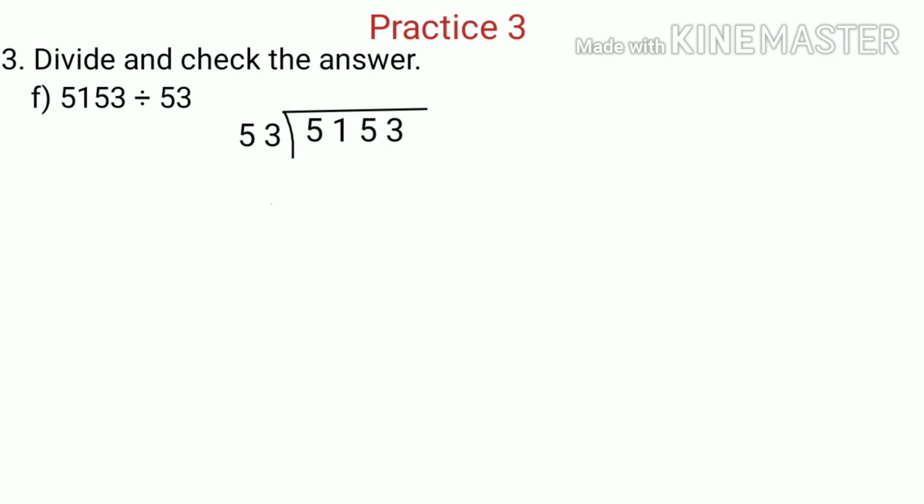Now let's multiply 53 by 2. 53 multiplied by 2 is 106, and 106 is too far from 515. That means we have to multiply 53 by a greater number. So let's multiply 53 by 8. 53 multiplied by 8 is 424. And even 424 seems far from 515. So now let's multiply 53 by 9. 53 multiplied by 9 is 477.